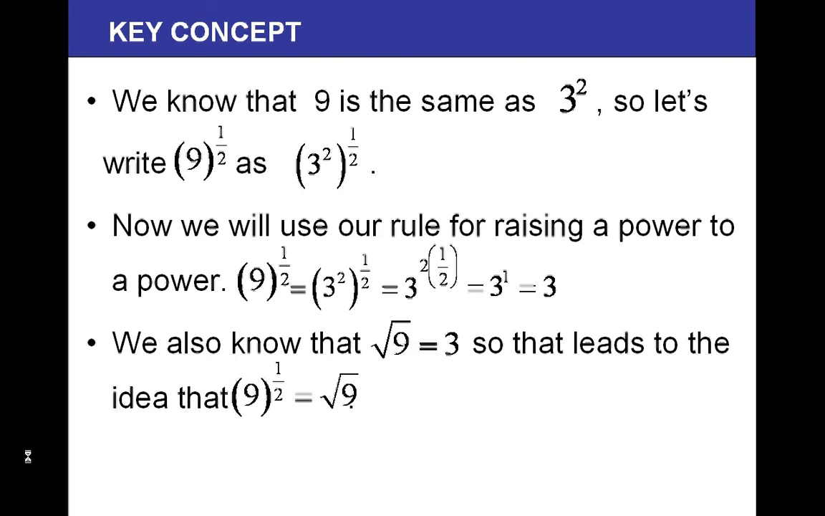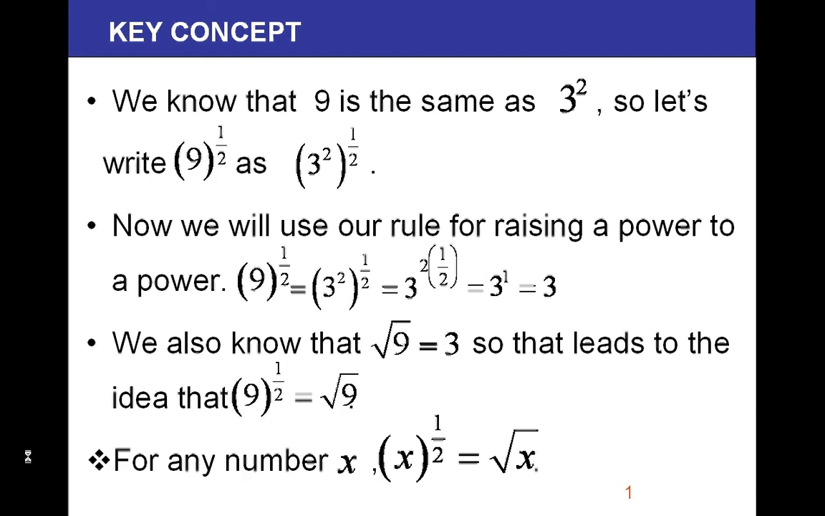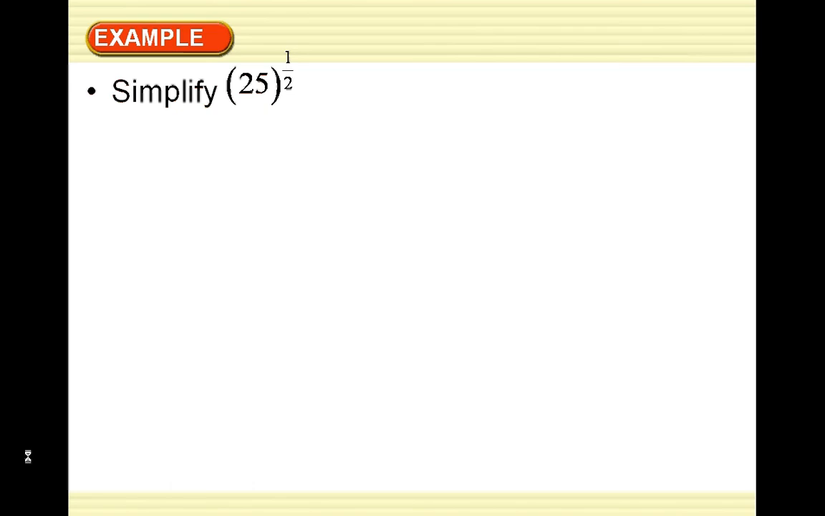We also know that the square root of 9 is 3. So that leads us to the idea that 9 to the 1/2 power is equal to the square root of 9. For any number x, x to the 1/2 power will equal the square root of x. So if I want to simplify 25 to the 1/2 power, I simply find the square root of 25, which is 5.